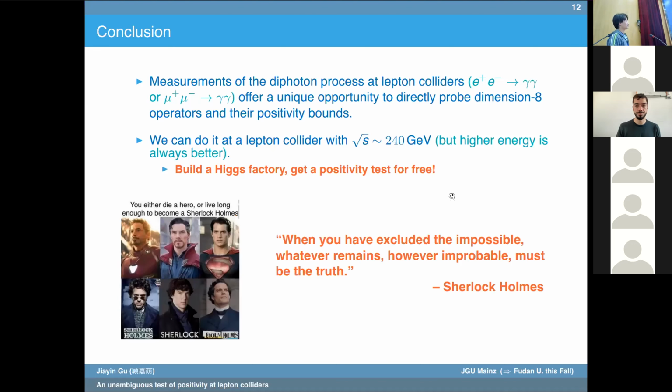Before I finish, let me just show you a quote from the famous Sherlock Holmes. I guess you may have seen this quote already. So who knows? Maybe we'll be in a situation like this. I guess it's not too crazy to think about this possibility, and we will see. Okay, thanks.